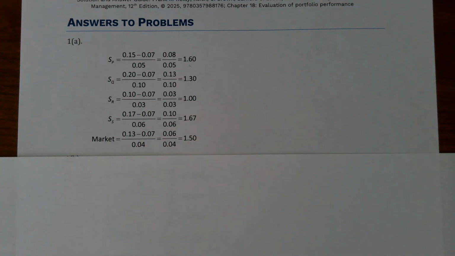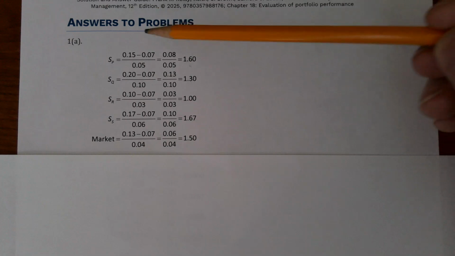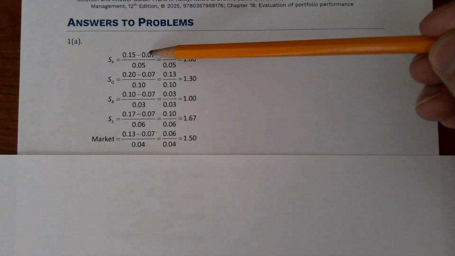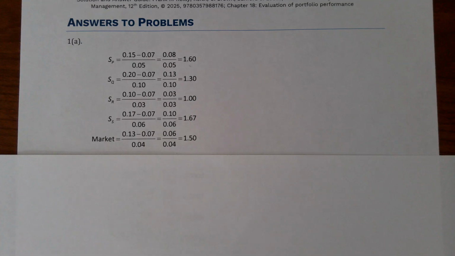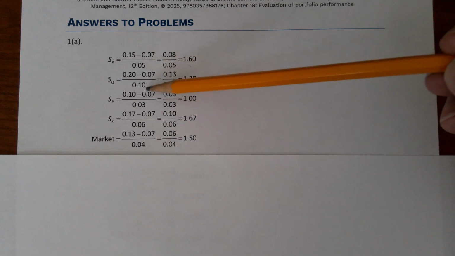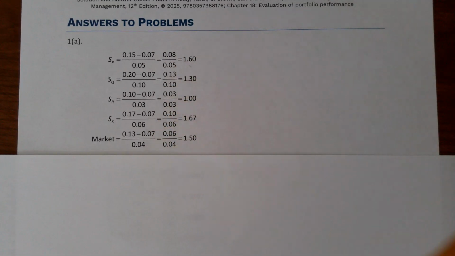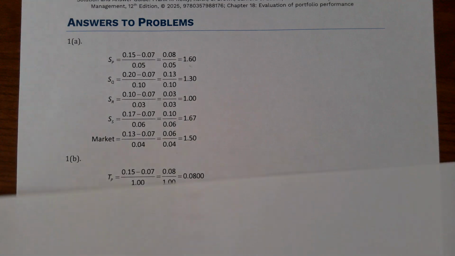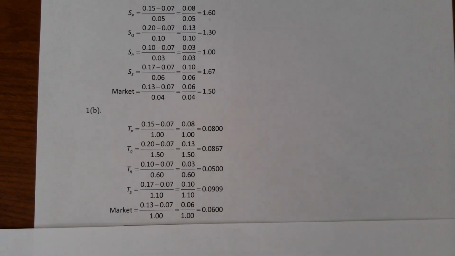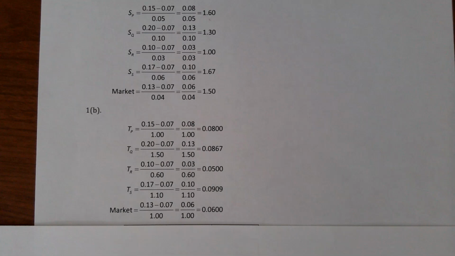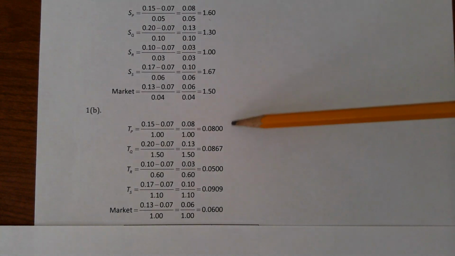All right, then B, they want the Treynor. Do the numerators change in this problem for the Treynor ratio? The answer is no. The only thing that changes is our risk measure for Treynor in the denominator is now beta, which measures only systematic risk. So we plug and chug, and we get the Treynor measures for all 5 portfolios. Here they are. Again, the higher the better.